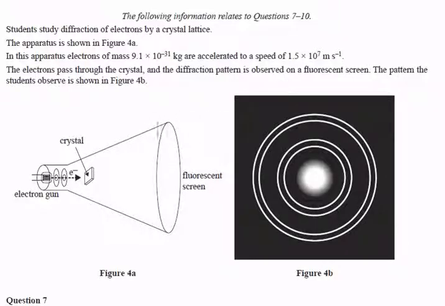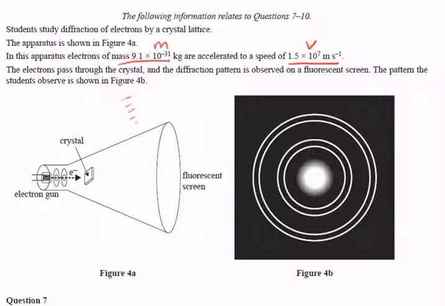Right, here we've got an electron being fired from an electron gun, accelerated. Here's its mass, and it goes to the speed of this, and it goes through a crystal. Now a crystal is like having a double slit, but in 2 dimensions. So instead of just getting bright band, dark band, bright band, dark band, you get a 3D interference pattern.